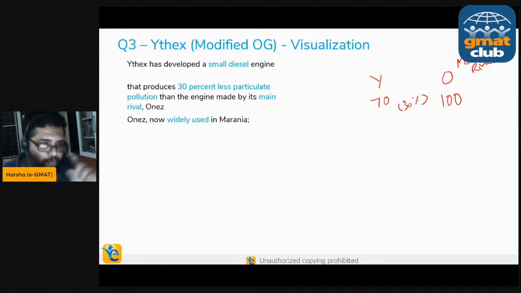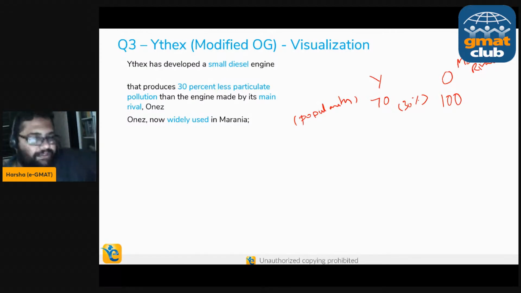Once is now widely used in Marania. You always have to ask the question, what does it mean when you say widely used? What is the intent, what is it that the author is trying to tell you? When I say widely used, it means one thing. There is a certain level of popularity which this particular engine enjoys currently. It's not some engine that nobody cares about in Marania. No, there are people or businesses that actually buy this. It's widely used. That is the subtext that the author wants you to pick up.